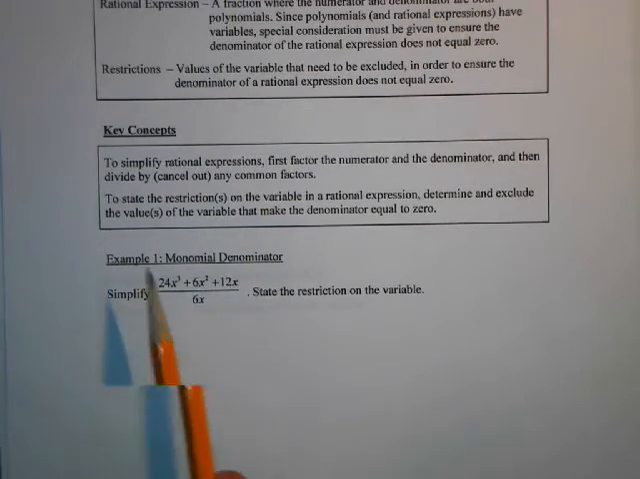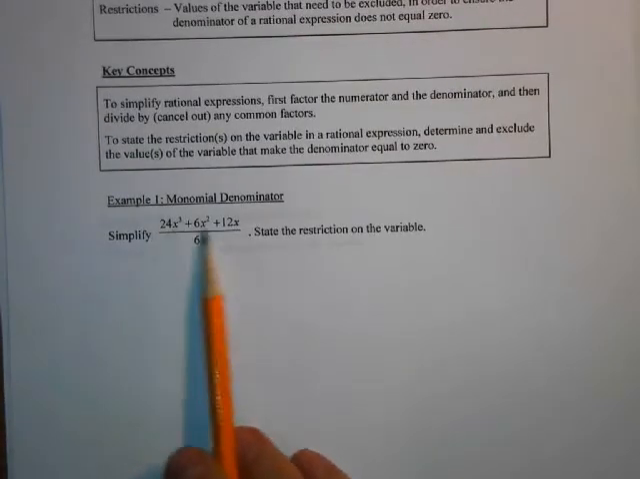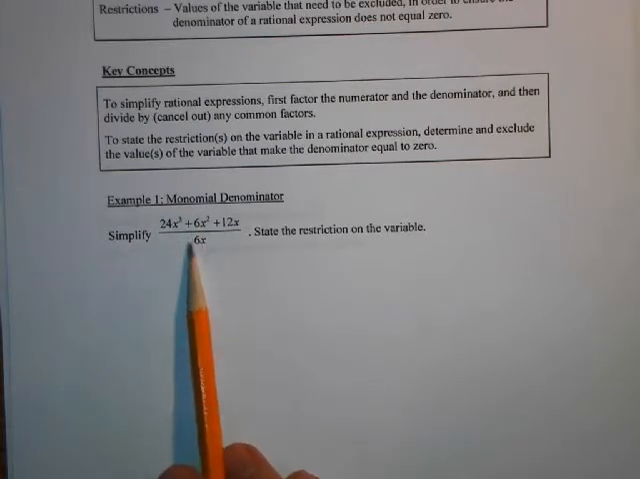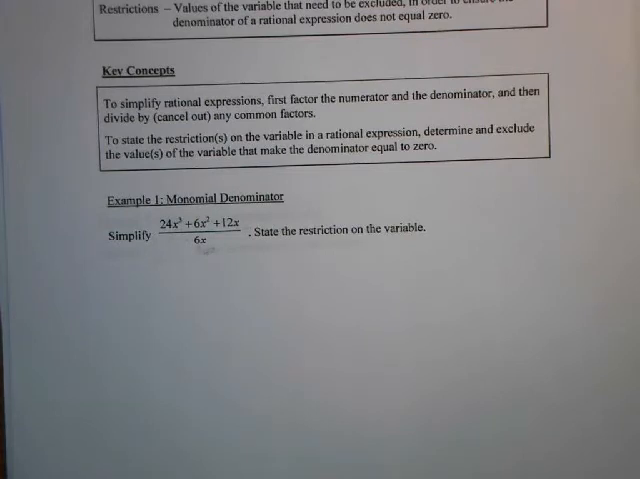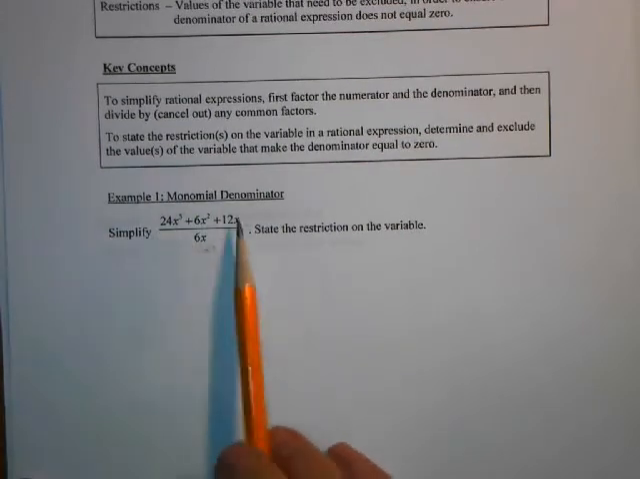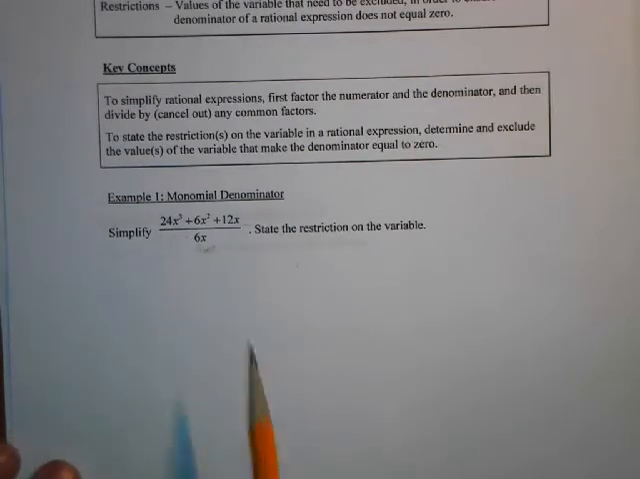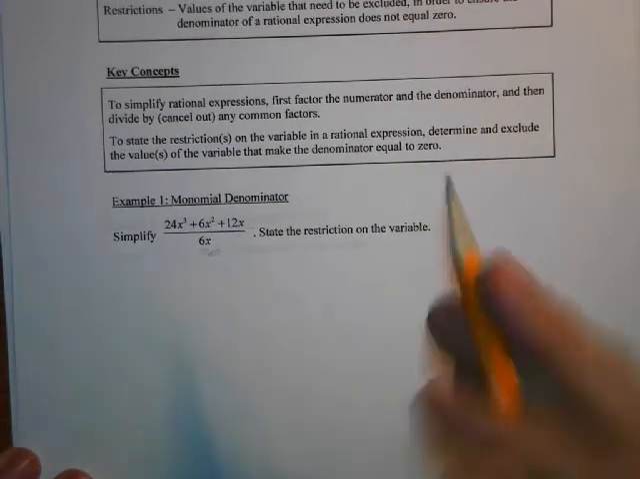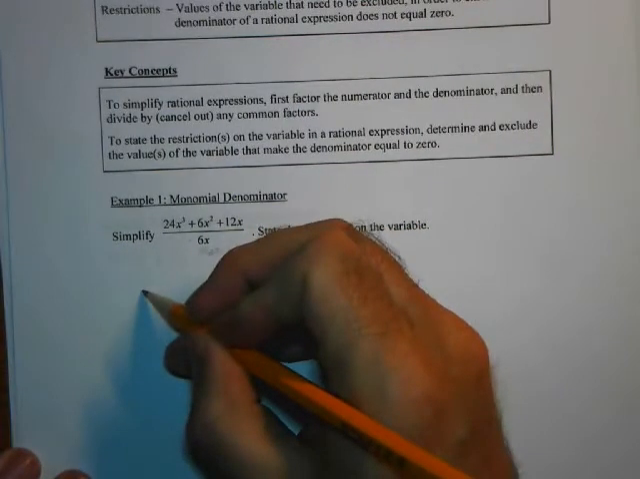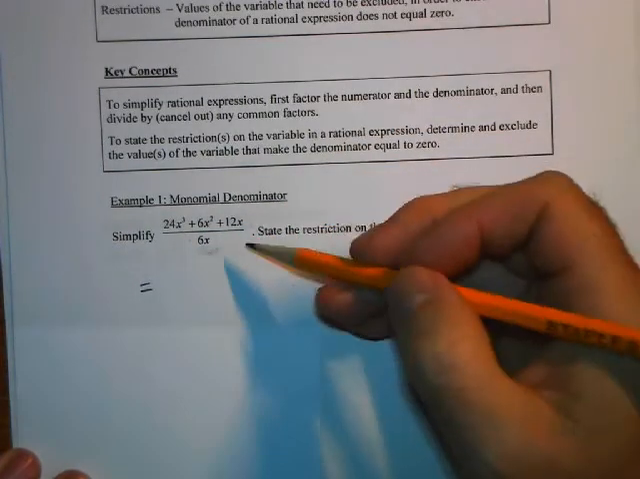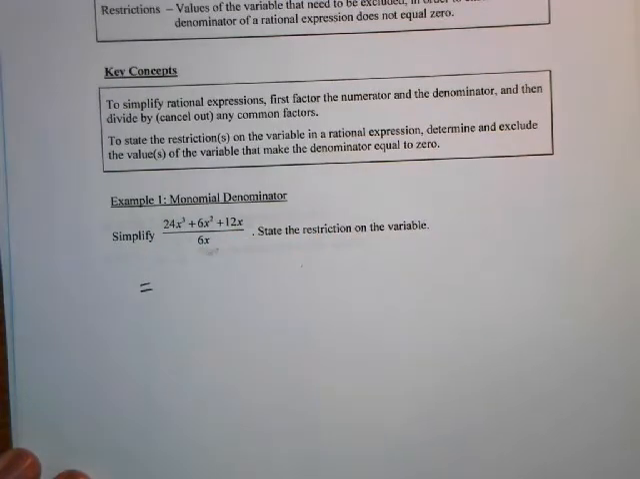Okay, so our first example here is a rational expression. We have a numerator that's a cubic. It's got an x to the power of 3 on the top, and we have a linear expression on the bottom of 6x. So we want to simplify that as much as we can. We also want to state any restriction on the variable. Okay, so the first thing I'm going to do is put an equal sign. So basically every line I write here will be the same as the one above. I'm not solving for x, I'm just simplifying and making this a little bit smaller if possible.